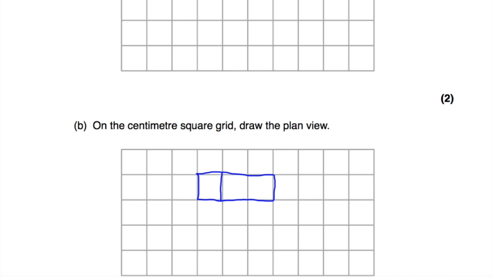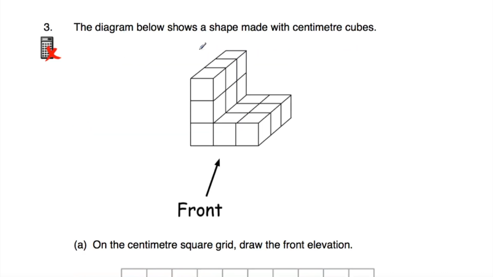Okay, let's look at our next question, question number 3. So question number 3 says the diagram shows a shape made of centimetre cubes. So it's made from centimetre cubes, and we've got the front view here. And part A says on the centimetre square grid, draw the front elevation. So we need to draw this front elevation. So I'm just actually going to sketch it here to begin with.